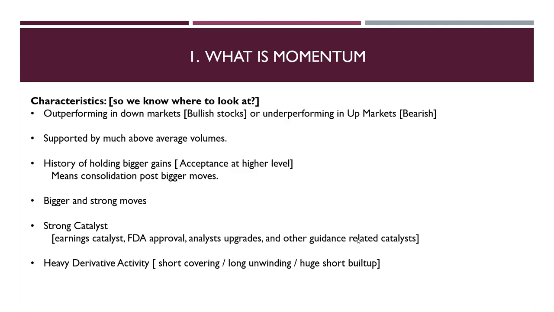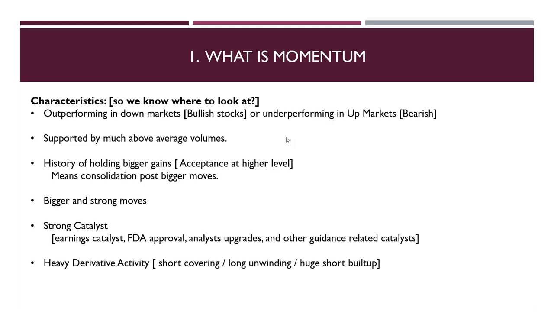Now, what are the characteristics of a momentum stock? One is outperforming in a bullish market or underperforming in a bearish market. Now, they are supported by much higher volume. That volume is very high in these momentum stocks. Another is a history of holding the bigger gains.